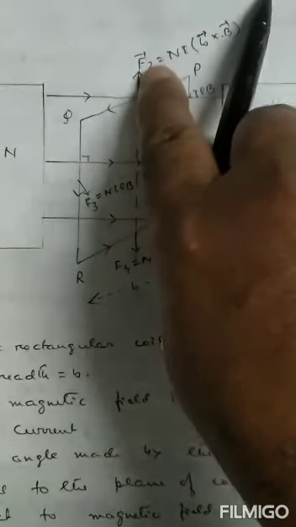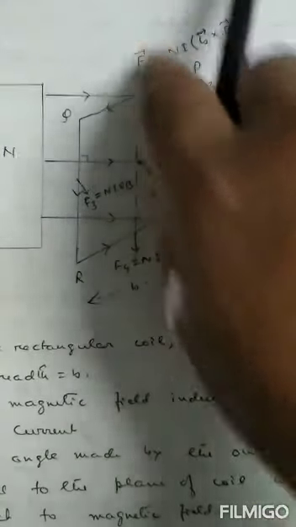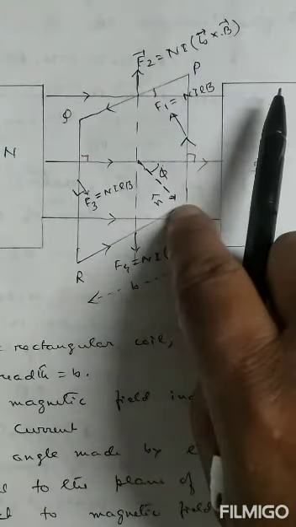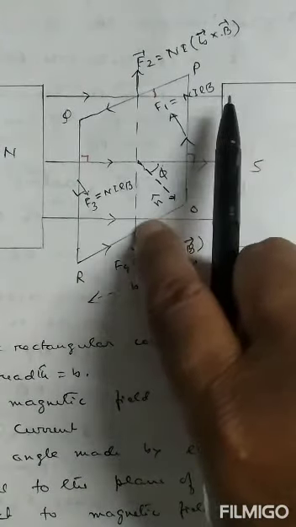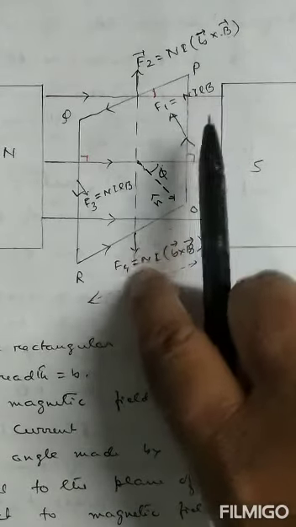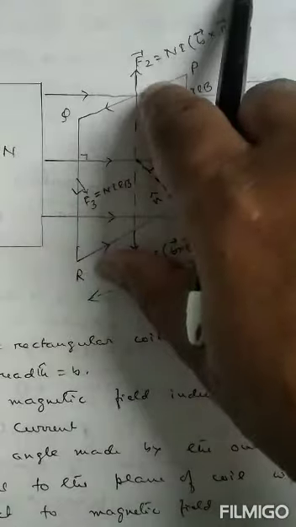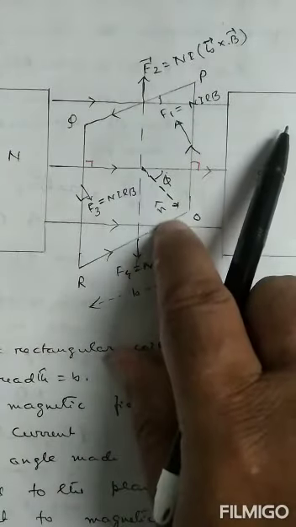So therefore this force F2 is in the plane of paper in upward direction. Similarly, what is the force experienced on the conductor RS? This force is also in the plane of paper, but it is in downward direction. This angle and this angle are exactly the same.